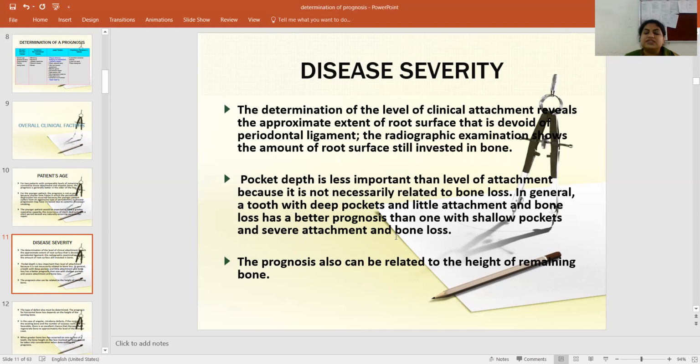Basically it is not directly proportional, it is inversely proportional. As the connective tissue attachment loss, the clinical attachment loss, increases, the prognosis will be unfavorable. And if the clinical attachment loss is small or less, the prognosis will be favorable. So prognosis basically depends upon the disease severity. It is directly related to the disease severity: if the disease is severe, then the prognosis will be unfavorable. And if the disease is just starting, that is mild disease, then the prognosis will be favorable. So it can be assessed directly related to the height of remaining bone.